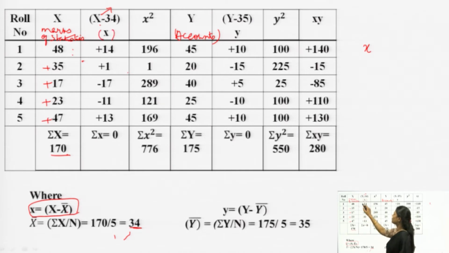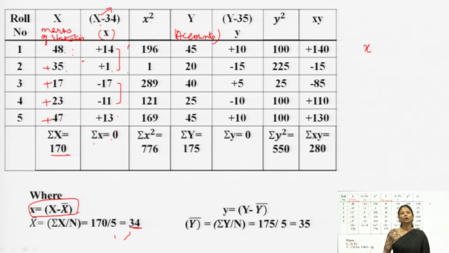So, when I subtract 48 minus 34, I have plus 14. 35 minus 34, I have plus 1. 17 minus 34 gives me minus 17, 23 minus 34 gives me minus 11, and 47 minus 34 gives me plus 13. In the formula, they were asking for summation of small x. When I add all these values, I add the positive numbers, 14, 1 and 13, together, and the negative numbers together, and I obtain summation of small x equal to 0.